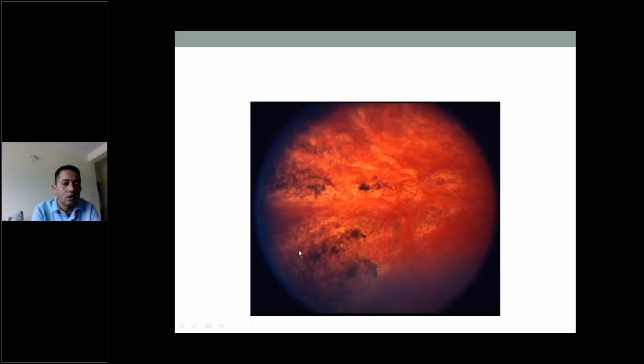These are large placoid lesions in the periphery. So these signs denote that this patient has undergone very high blood pressure. Usually it happens in malignant hypertension, and the patient has developed hypertensive choroidopathy.